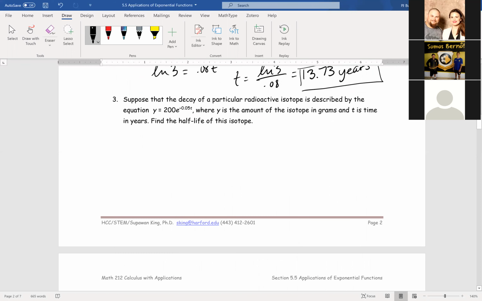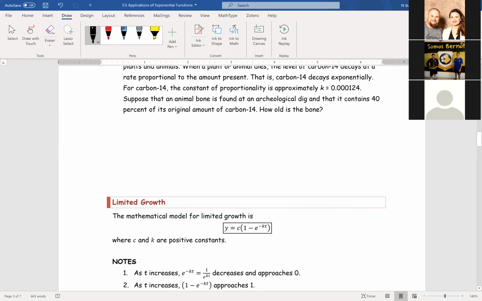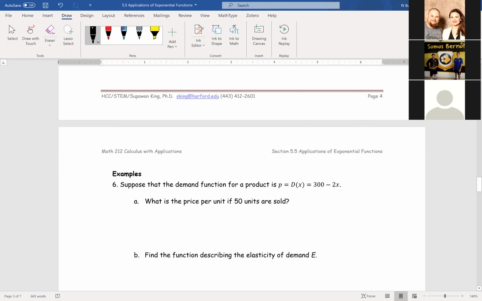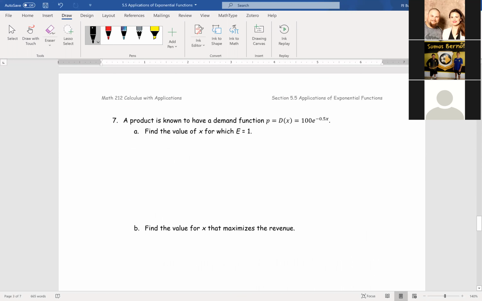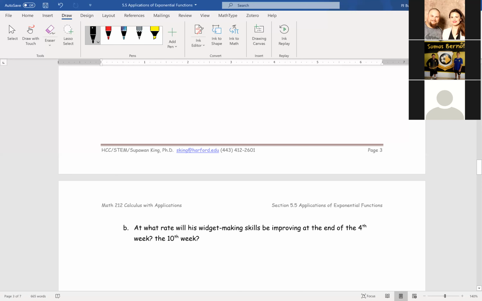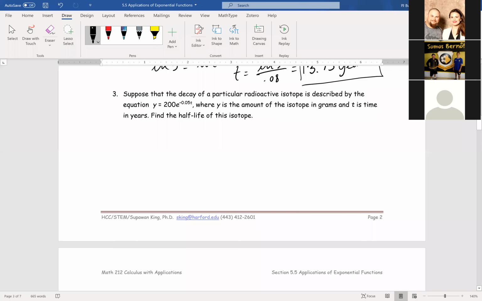So let me just look through here real quick. I think maybe I will stop. There's quite a bit left. I think I'll stop after these next 2 problems. I think that should be enough.